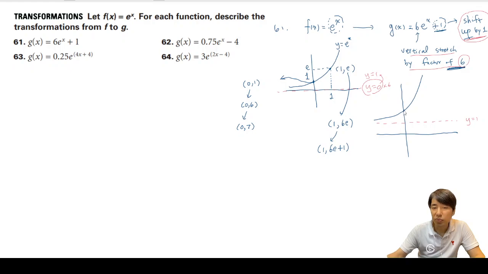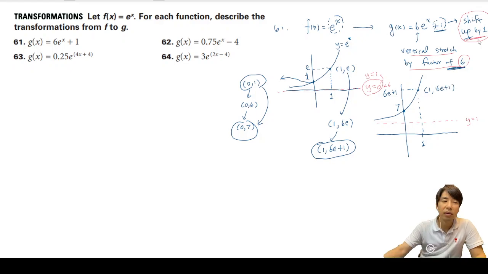And what's this point right there? It's no longer 0, 1, but this got transformed into 0, 7. So this is 7 now. And the reference point is 1, 6e plus 1. So when x is 1, you get a number which is 6e plus 1. So this point right there is 1, 6e plus 1. Okay?